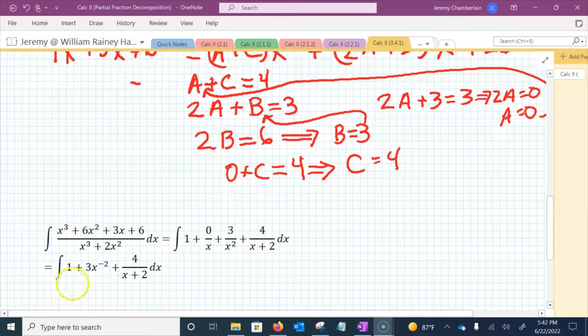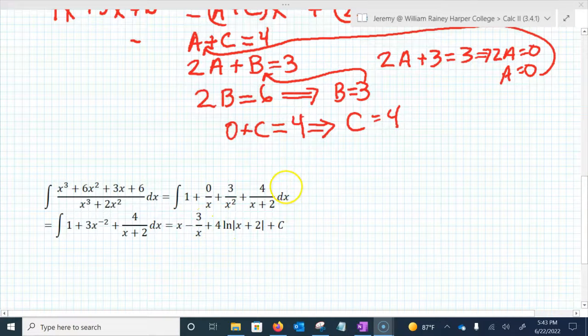So integrating this is trivial. This becomes an x. Add an exponent to this of 1, so it's going to be x to the minus 1, but divided by minus 1, so it'd be minus 3 over x. This is going to be 4 natural log of x plus 2, and then there's the arbitrary constant. So writing it out, I have the x, there's the minus 3 over x, plus 4 natural log of x plus 2, and plus C. All right, that concludes the last example from section 3.4 and looking at partial fraction decomposition.